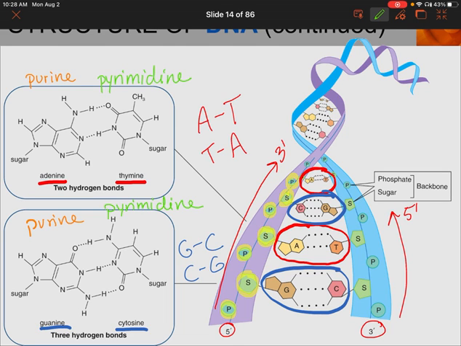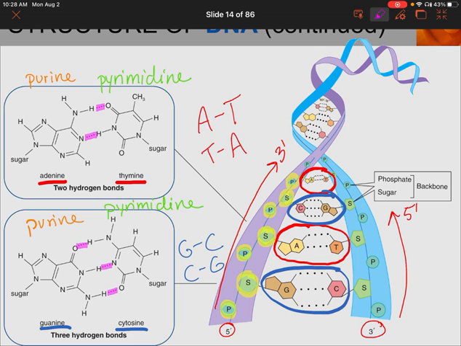Now, the other thing to notice is the number of hydrogen bonds between each pair. Adenine and thymine can only have 2 hydrogen bonds, and that's just based on the groups that are coming off of each of them. However, when you look at guanine and cytosine, they can have 3 hydrogen bonds between them. And this is why adenine only bonds to thymine, because otherwise adenine wouldn't line up properly with cytosine.